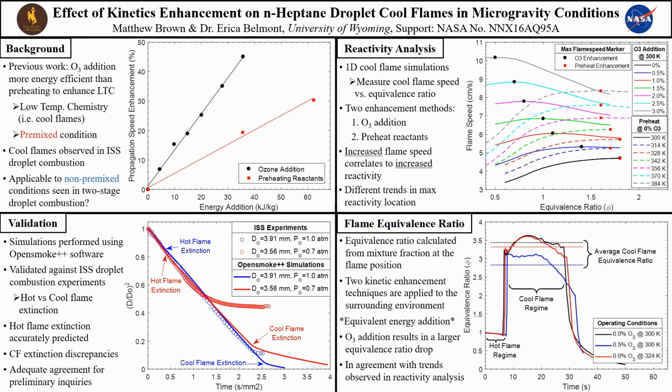In conclusion, we have shown that both kinetic enhancement methods drive peak low temperature chemistry to leaner equivalence ratios, and that ozone does this more effectively than preheating on a unit energy addition basis. We see these phenomena in premix flames and preliminary results for non-premix cool flames during droplet combustion. We are continuing to work to better understand this phenomenon and its implications for droplet evaporation and burning rates.